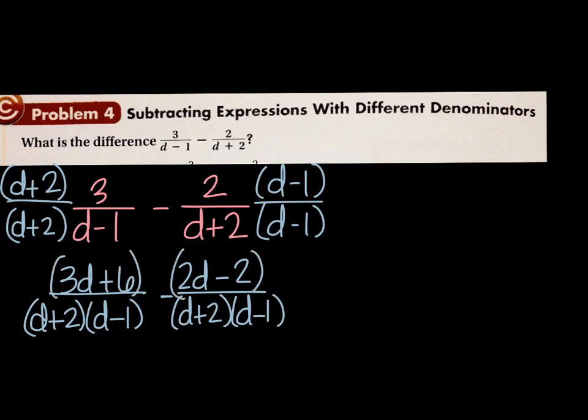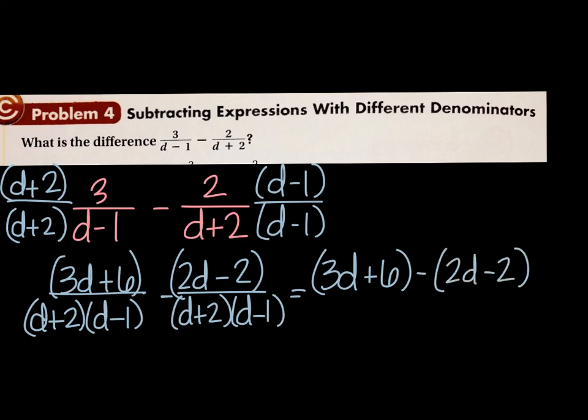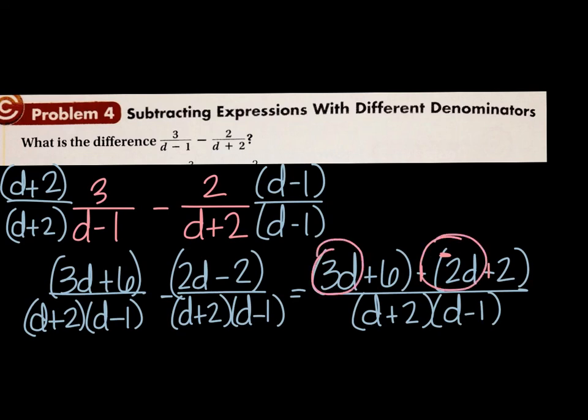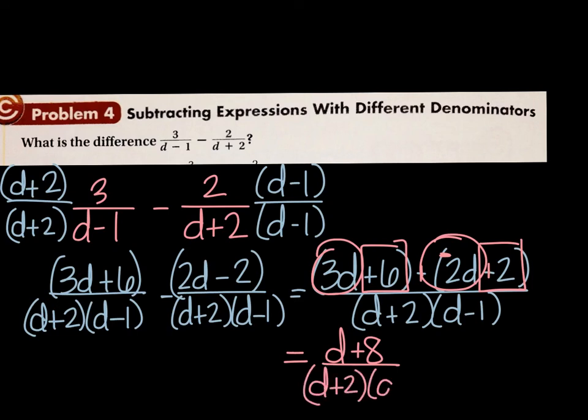Okay, put the whole tops in parentheses because you're subtracting, and you have to remember to add the opposite or distribute the negative. So that's my whole top, and in the bottom, since they're the same now, it's just going to stay d plus 2 and d minus 1. So now you're going to add the opposite, and I've got 3d plus negative 2d, so that's going to be 1d, and then 6 plus positive 2 is 8. And in the bottom, I have d plus 2, d minus 1. My answer.